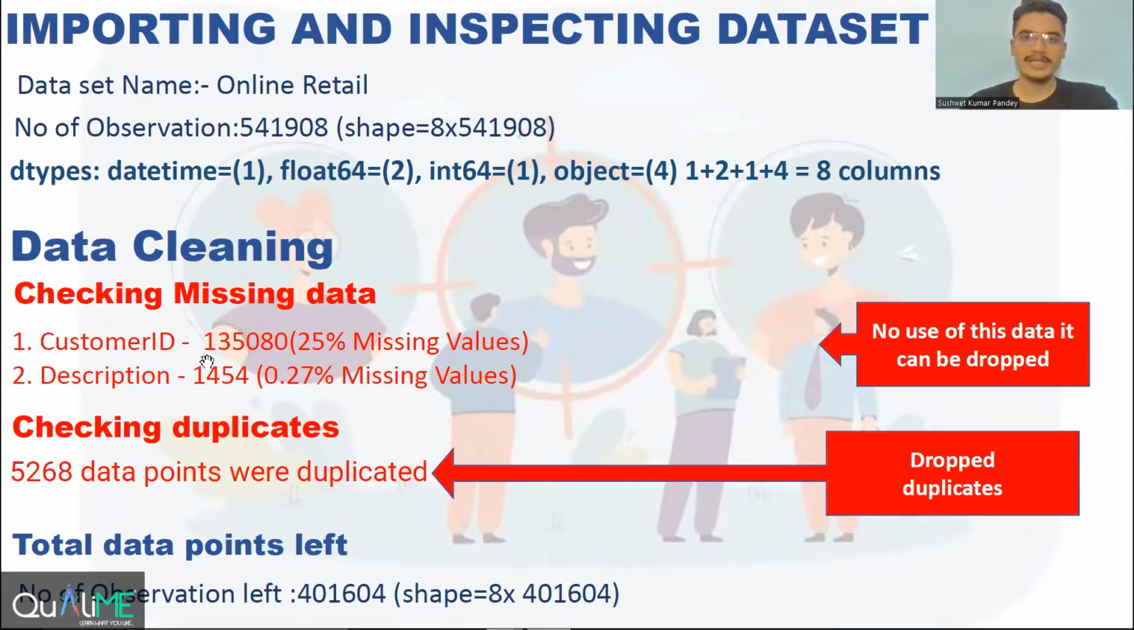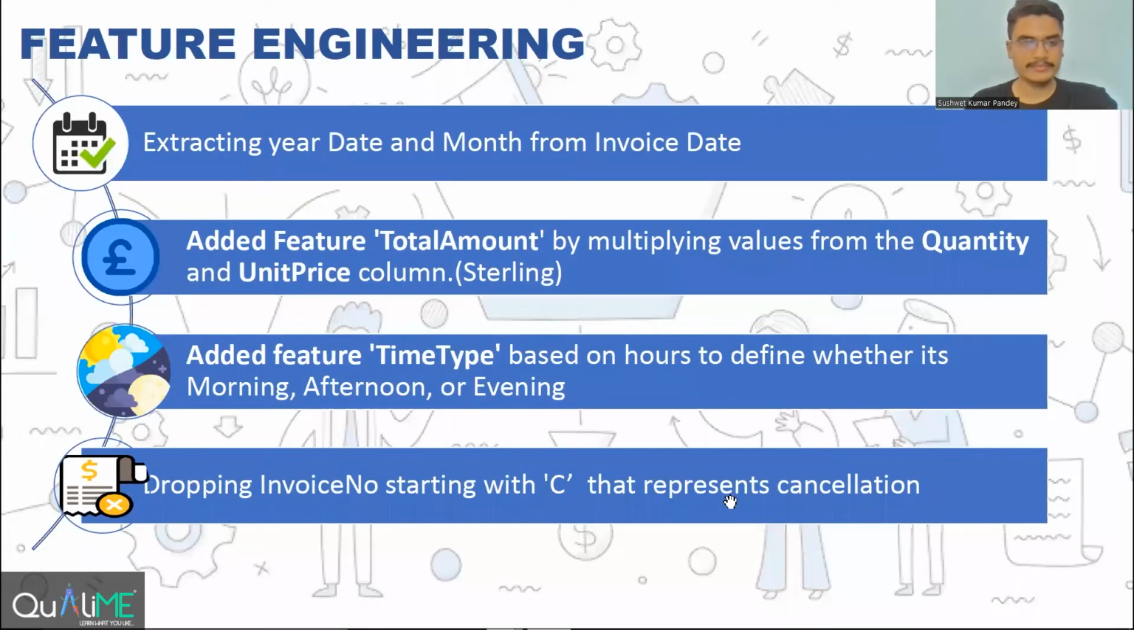If the customer ID is missing and that particular transaction is not assigned to any of the customers, then we can't actually use that particular record for segmentation. So we just dropped all such rows. We also dropped all the duplicate rows present in the dataset. Finally, we were left with 4,01,604 records and 8 columns.